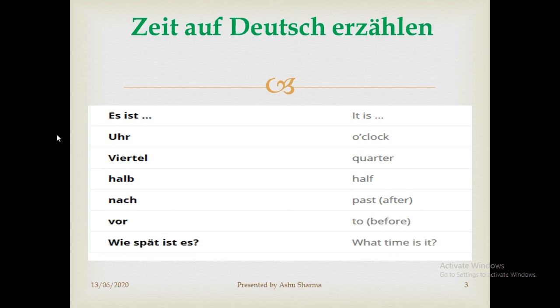Now let's look at some German words to practice. Es ist, Uhr, Viertel, halb, nach, vor, wie spät ist es. This is where you try to use these words when you are telling the time to someone. Now move to the next slide.